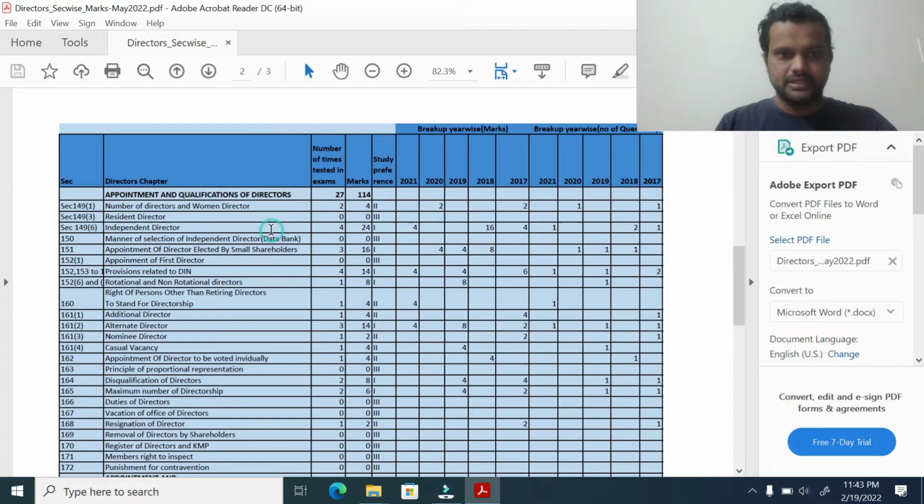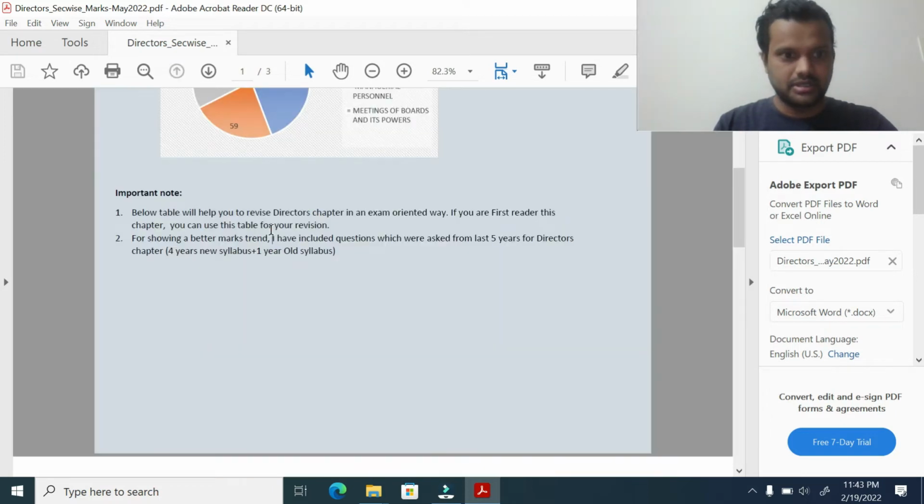And before getting onto this table, I just want to give you two important notes. First thing, this analysis is only prepared for the directors chapter. The reason I prepared this only for the directors chapter is that I don't know how helpful this will be to the students, and how much they can utilize it for their exams. So I just created it as a prototype model, just for the directors chapter. And if you encourage me and show your interest, then I can make it for the entire corporate and allied laws also.